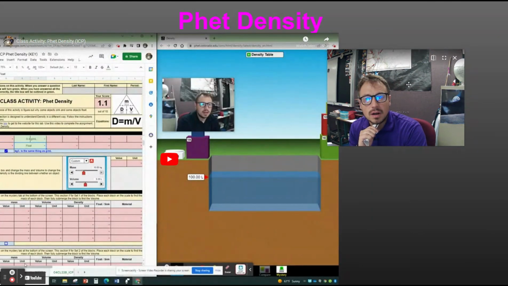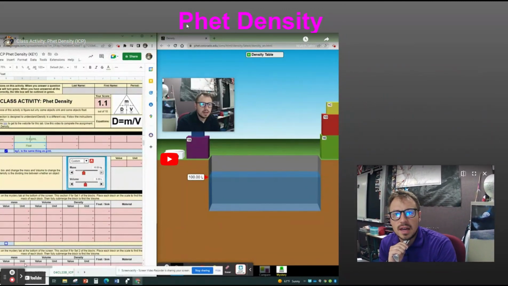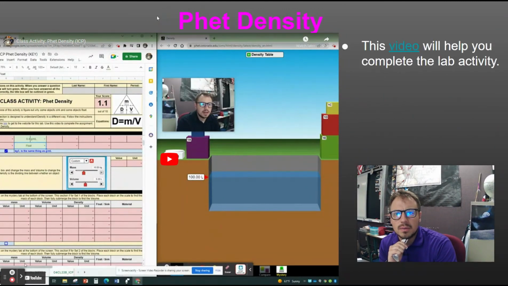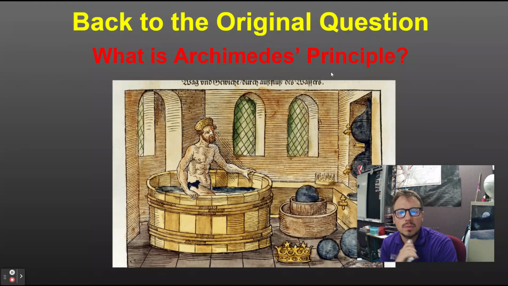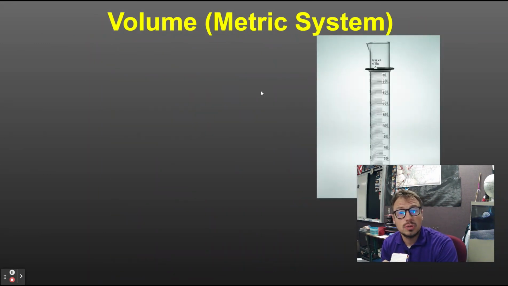All right, so we did that PhET density lab that answered that question. The big question is, what is the Archimedes principle? So now let's take this to the final step and actually do the lab.